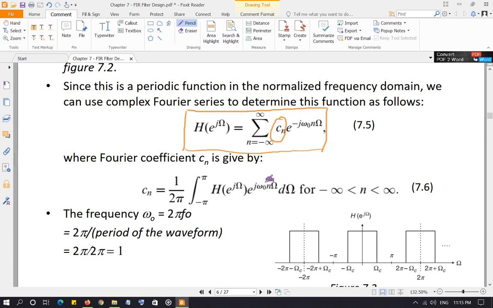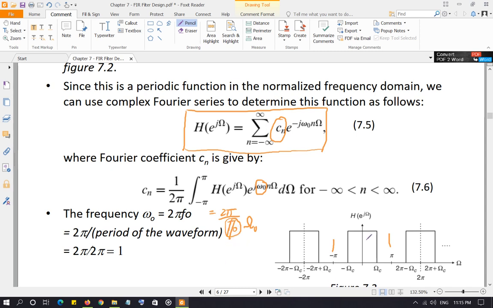Now the frequency omega naught here is 2 pi f naught, and f naught is the fundamental frequency, right? So we can also write 2 pi over 1 time period T naught, and since this is the frequency domain response, 1 period here is from negative pi to pi, that is 2 pi. Although we should not call it T naught because this is not the time scale, we can call it omega naught. That will be a better term over here, right?